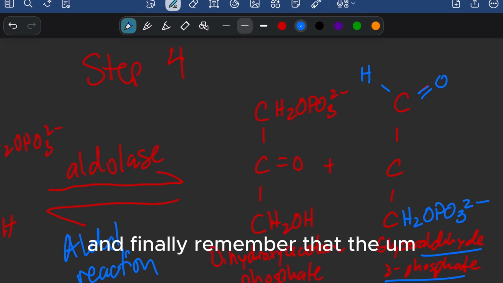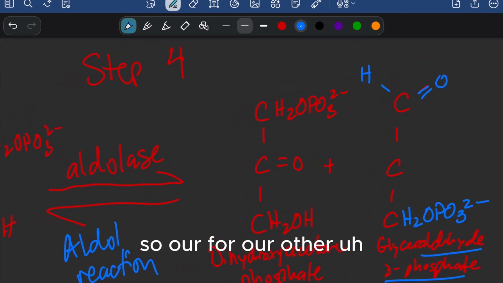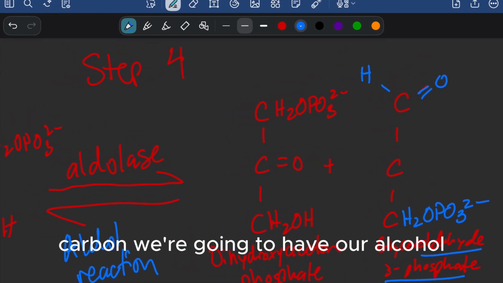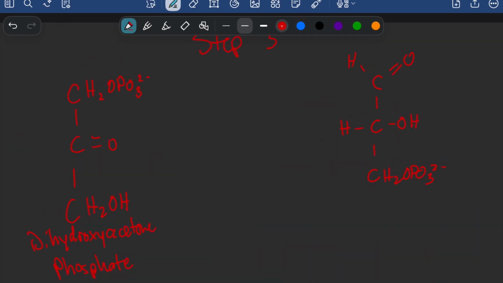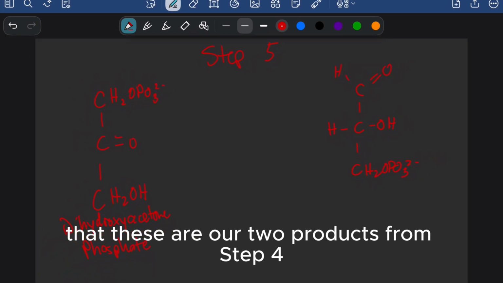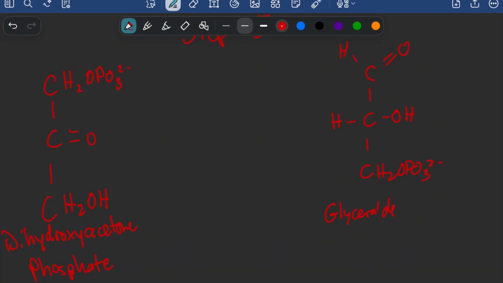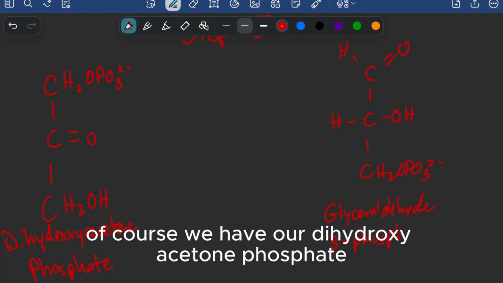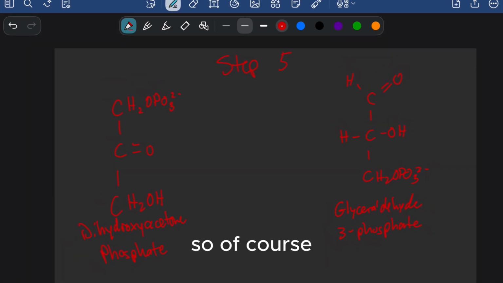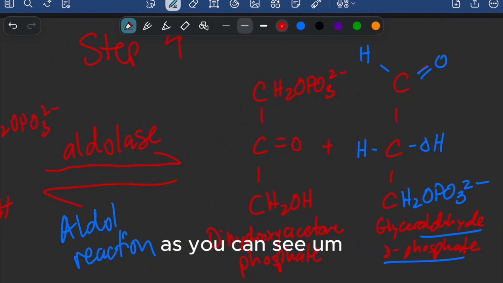And finally, remember that, well, I'll get to that later. So for our other carbon, we're going to have our alcohol. So you may recall that these are our 2 products from step 4 that we're going to involve in step 5. The name of this one is glyceraldehyde 3-phosphate, and of course we have our dihydroxyacetone phosphate. So of course we had 2 different products in our step 4 reaction, as you can see.